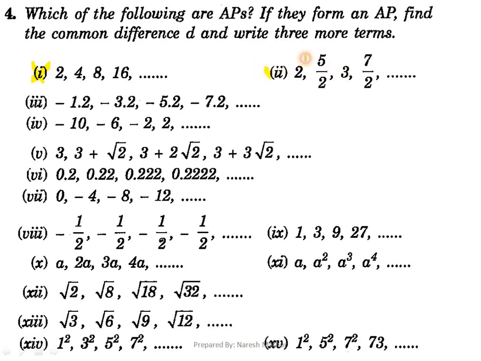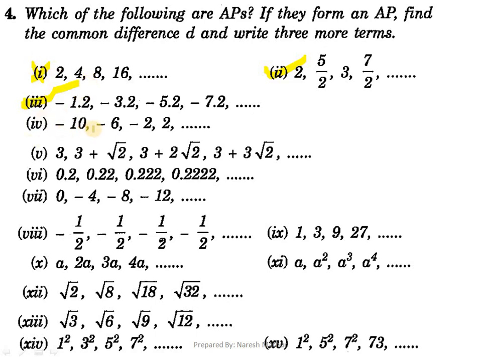Third one. So we can say yes, second is AP. Third one, minus 1.2, minus 3.2, minus 5.2. So the difference is what? Minus 2. How can we find it? Minus 3.2 minus of minus 1.2, so it would be minus 3.2 plus 1.2. So we'll get minus 2 as the common difference. And how can we get the next 3 terms? It would be minus 7.2... minus 9.2, minus 11.2 and minus 13.2. So yes, they are making an AP.